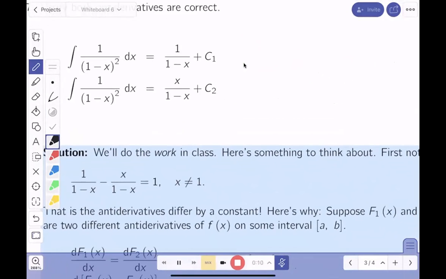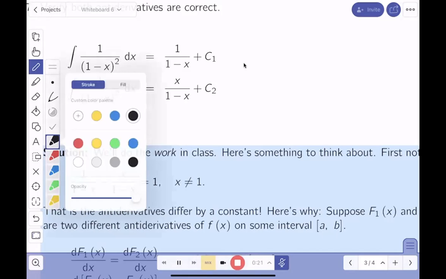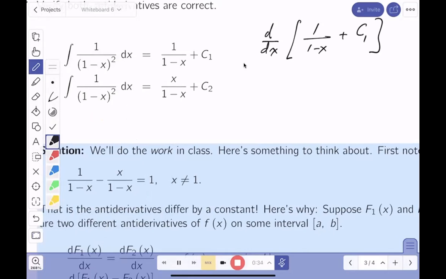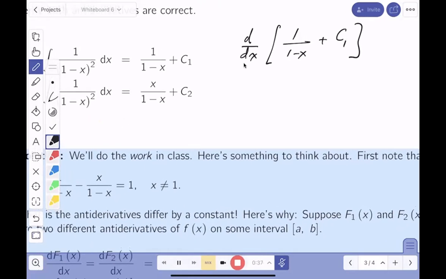So this happens sometimes. A lot of times people look at these things and say, how can I verify that? Well, to verify it, what you really have to do is differentiate both of those. So let me write this down for you. You need to differentiate 1 over 1 minus x plus c1. And by the way, sometimes I have to do this when I look at a student's work. Is their antiderivative correct? It's happened to me before. I've got to go through the work.